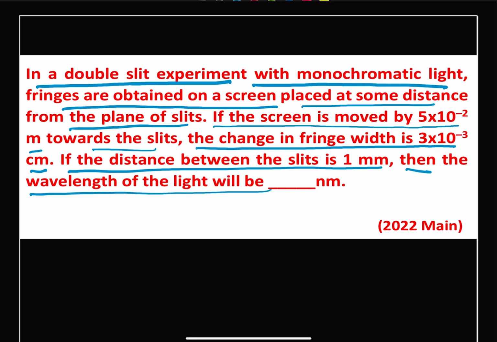Let's write the things which are given to us. So first thing that is given to us is our small d, that is the distance between the slits, which is 1 millimeter. So this becomes 1 into 10 to the power minus 3 meters. And we are also given the change in the screen distance, that is delta D.